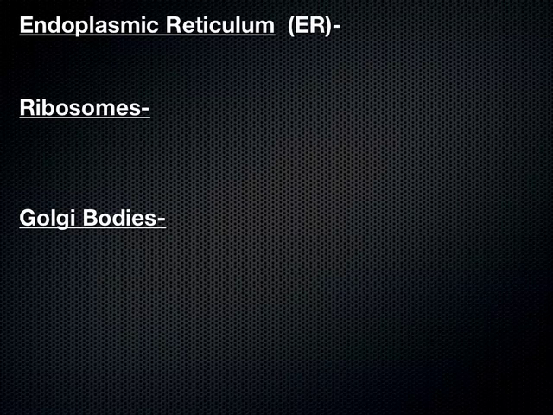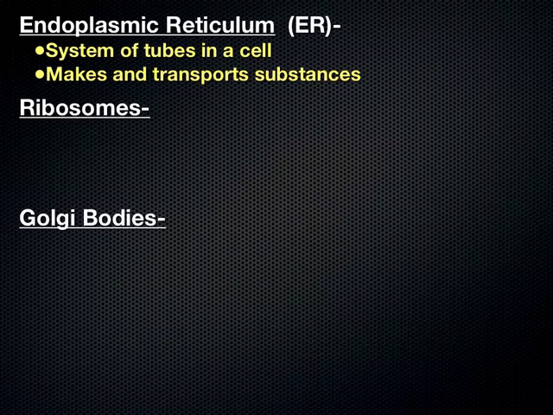So let's start off with the Endoplasmic Reticulum. We often abbreviate this one ER. The Endoplasmic Reticulum's job is basically to transport things within the cell. It's sort of a series of tubes and membranes, and it brings various materials from one part of a cell to another.